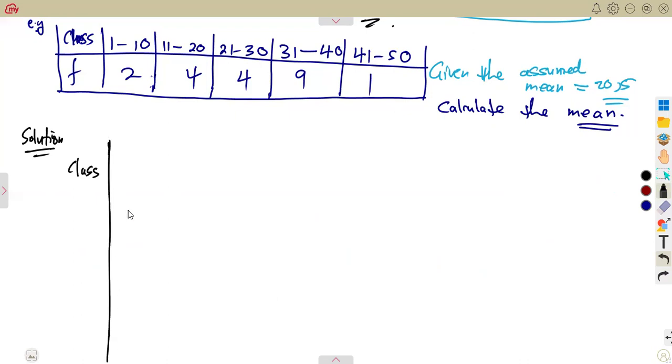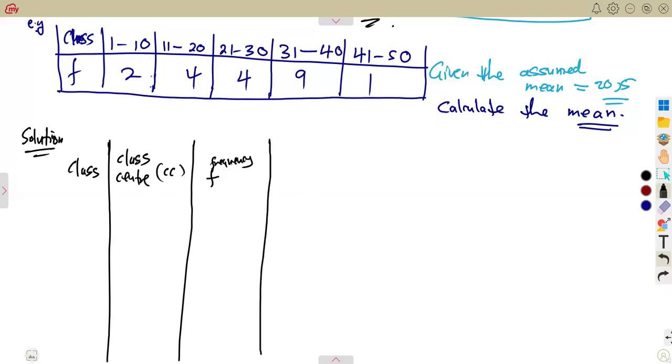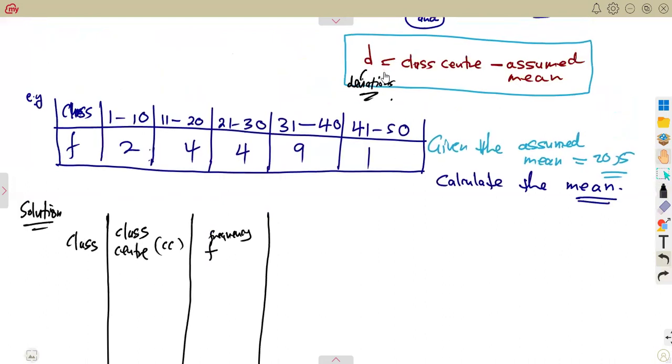But what is important is for you to have the class center on that table. All right, so I'm just going to write C for the class center. You are also going to need the frequency as we have there. F is our frequency, remember? We saw there the deviations, the D representing our deviations. So I'm just going to write D, meaning this is the part of our deviations.